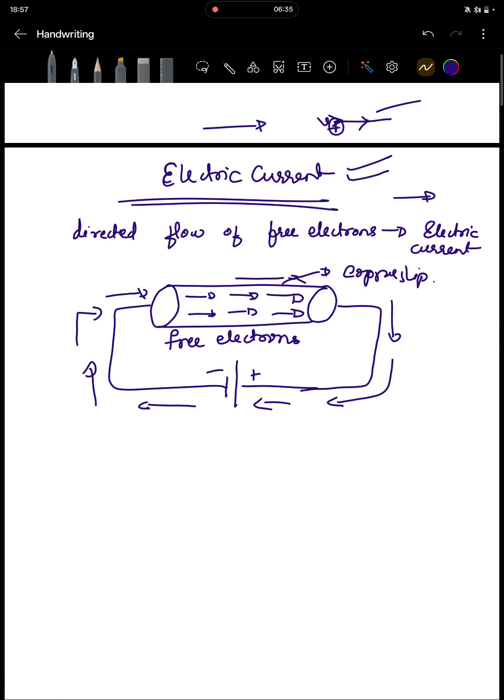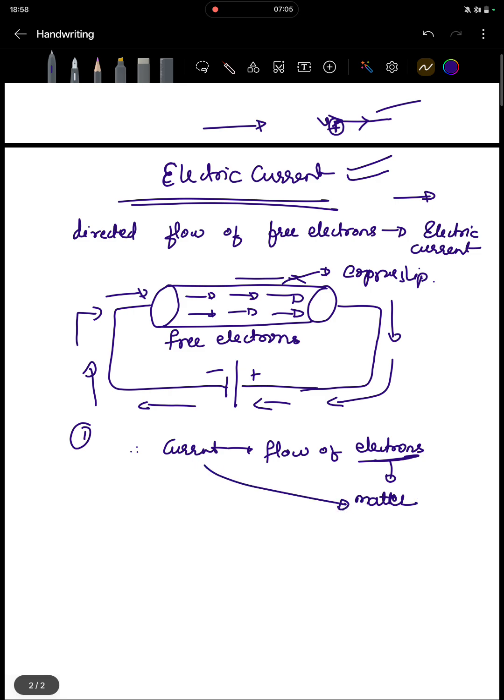Current is a flow of electrons, and electrons are constituents of matter. Therefore, electric current is also matter. Here we should remember three points. First, current is a flow of electrons. Electrons are constituents of matter, so electric current is also called matter in motion.